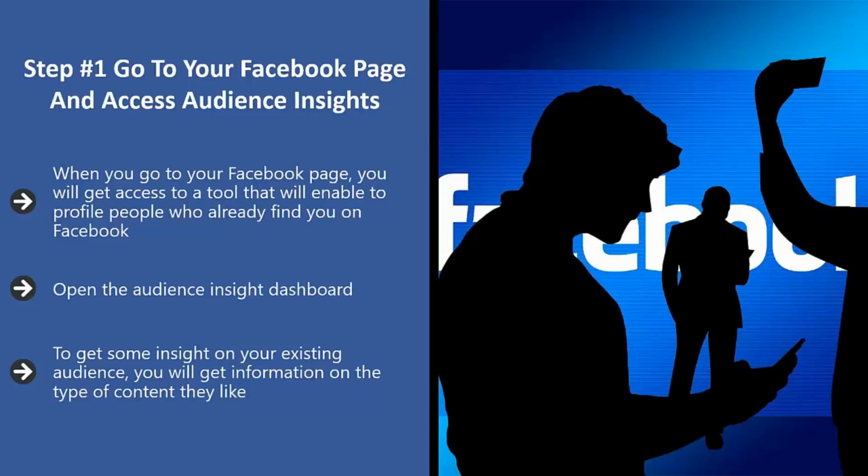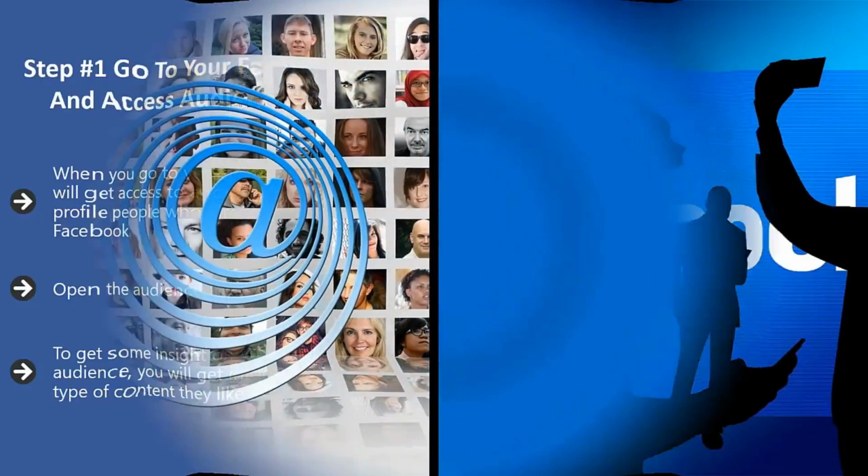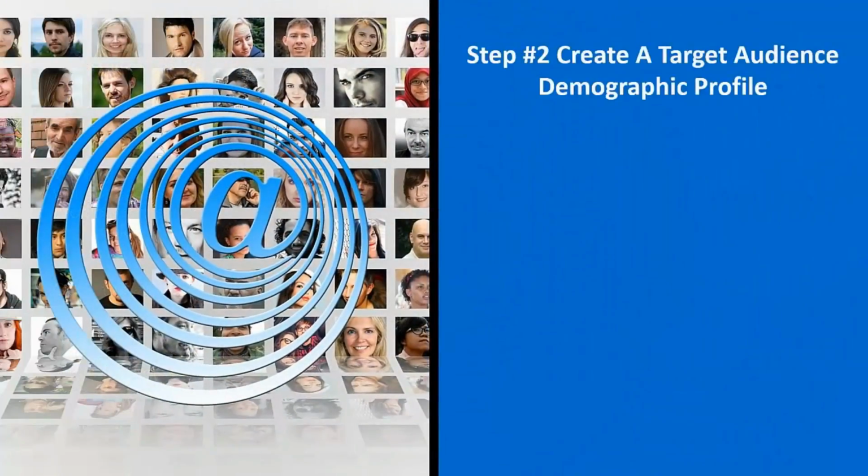Alternatively, you can also select Everyone on Facebook. This is an option you can take to get information regarding possibly new eyeballs for your Facebook ads. Step number 2, create a target audience demographic profile.